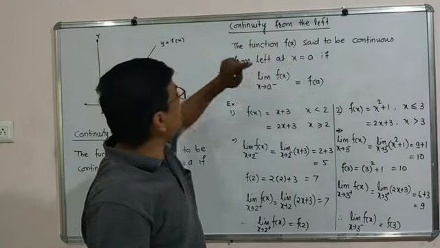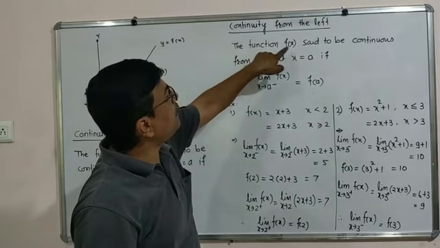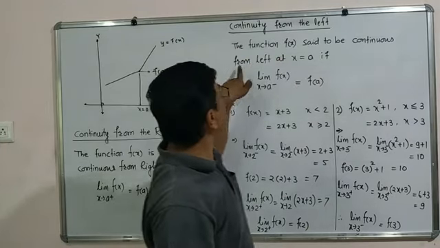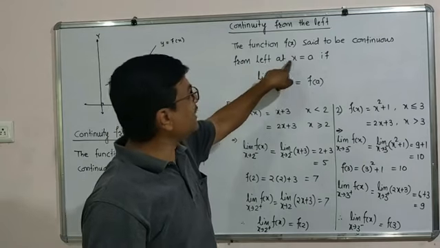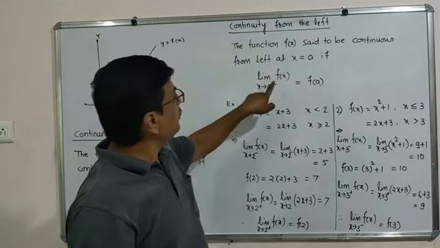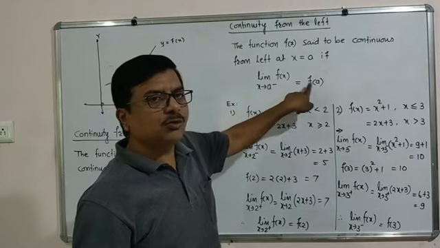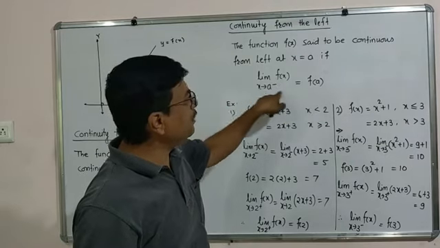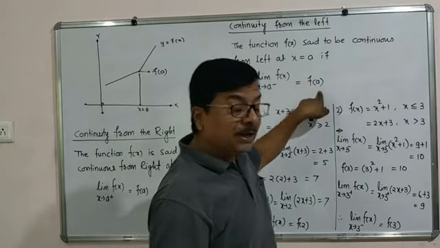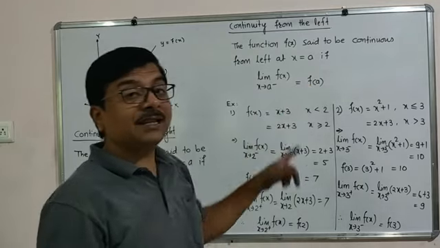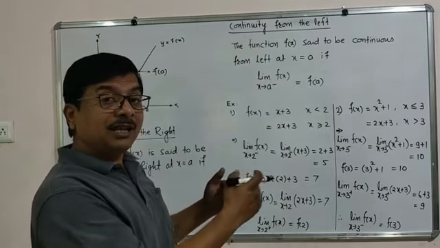And here the continuity from the left is, the function f of x is said to be continuous from the left at x is equal to a if limit of f of x as x tends to a minus is equal to f of a, means left hand side limit is equal to the value of the function, then we can say that the function is continuous from the left.